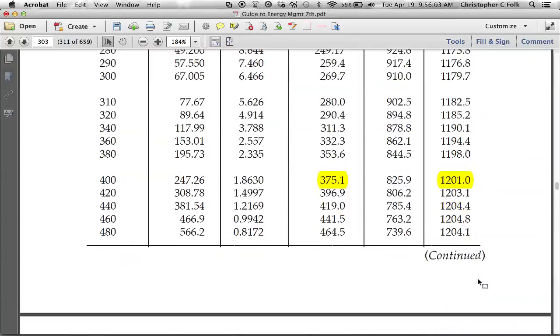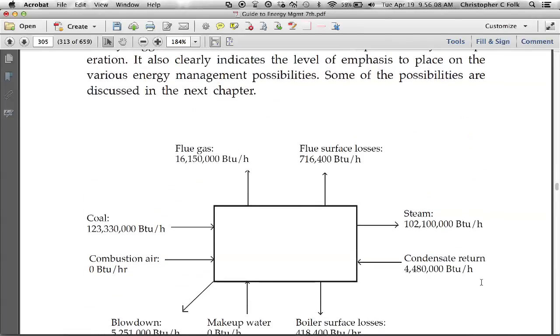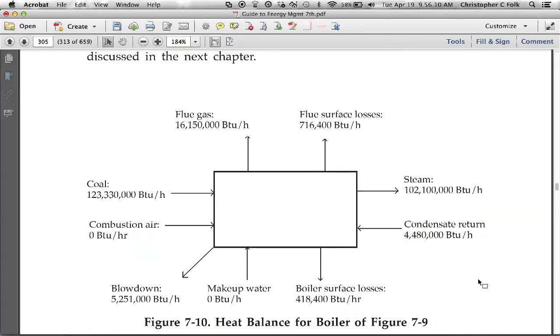So hopefully you guys have read through this already. Again, there's the chart, and as you go through this, I want to challenge you guys to figure out where the flue gas comes from. Okay, where in the heck does this number come from? We got different numbers that are listed in the writing before and after this page. See if you can figure out where that 16,150,000 BTUs per hour comes from. Pretty interesting.